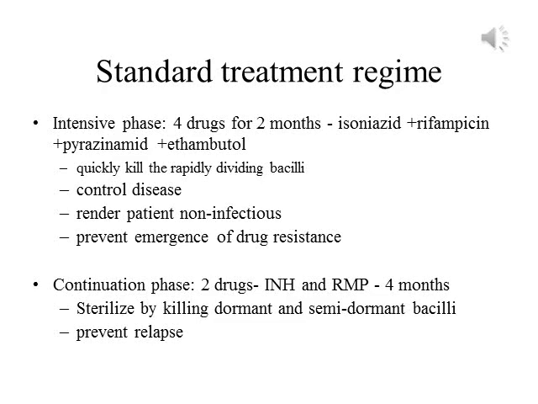In the continuation phase, which continues for 4 months, 2 drugs are used in combination, isoniazid and rifampicin, and the main purpose of this continuation phase is to kill the dormant and semi-dormant bacilli, which are also called persisters. And the use of this continuation phase or long-term treatment is to prevent relapse.